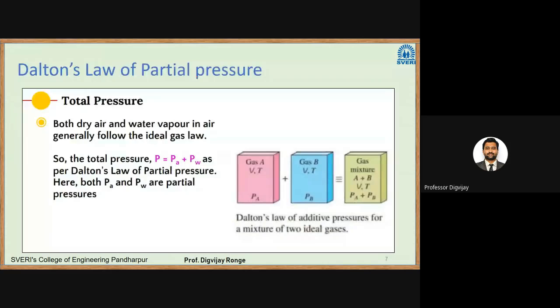Then we have seen Dalton's law of partial pressure. If you take a mixture of gas A and gas B, the total pressure in the mixture is the summation of the partial pressure of gas A plus the partial pressure of gas B. This is Dalton's law of partial pressure, and it is applicable to our moist air also. Moist air is a mixture of dry air plus moisture. So in that case, if you take the total mixture.